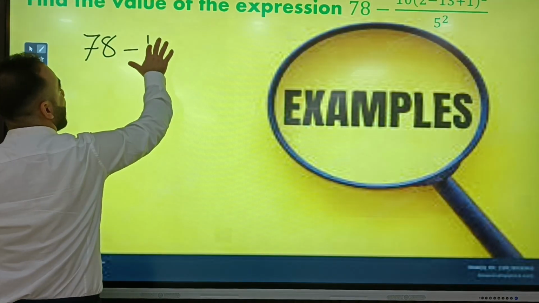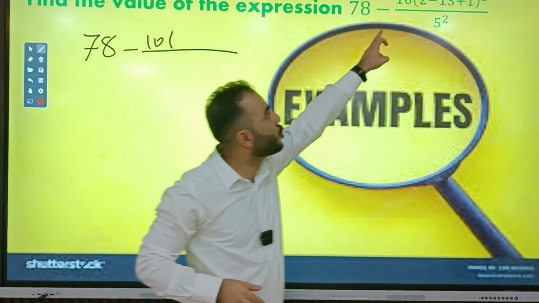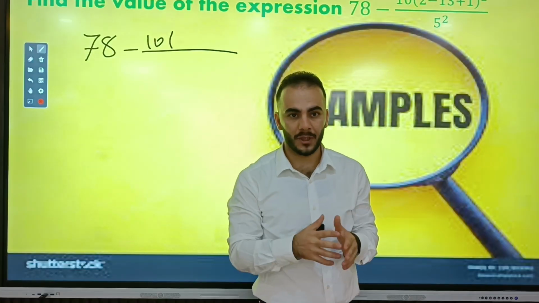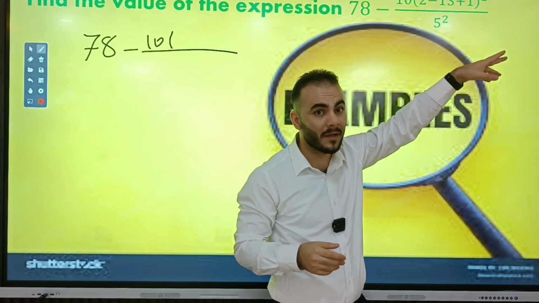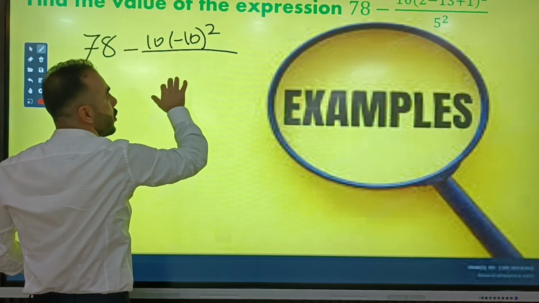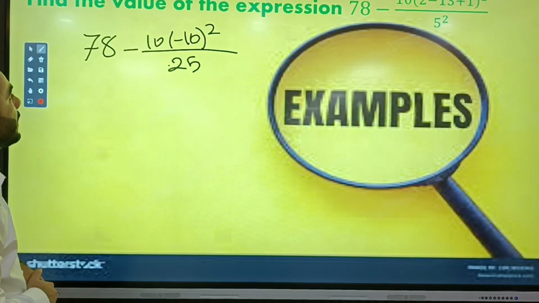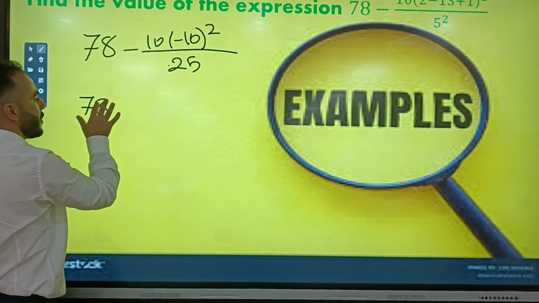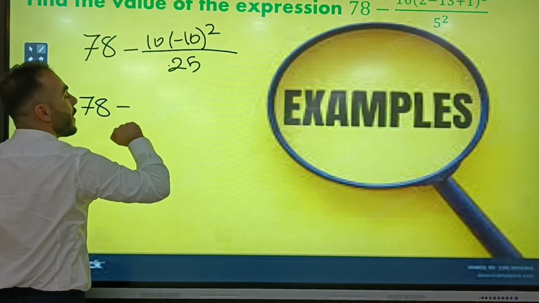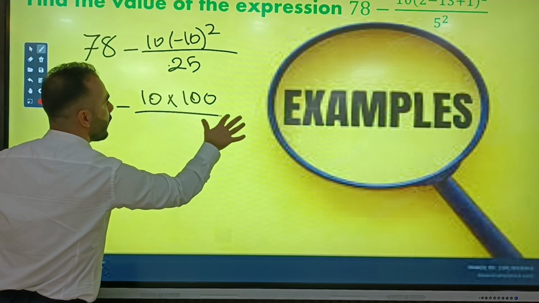So we have 10 times, in our bracket, 2 minus 13, which is negative 11. Plus 1, negative 10. Negative 10 squared over 5 squared, which is 25. Okay, so we have 78. Don't touch this 78. Minus negative 10 squared, which is equal to 100. 10 times 100 over 25.